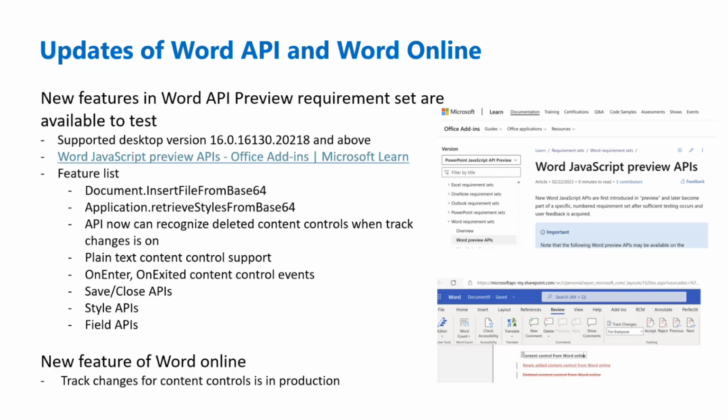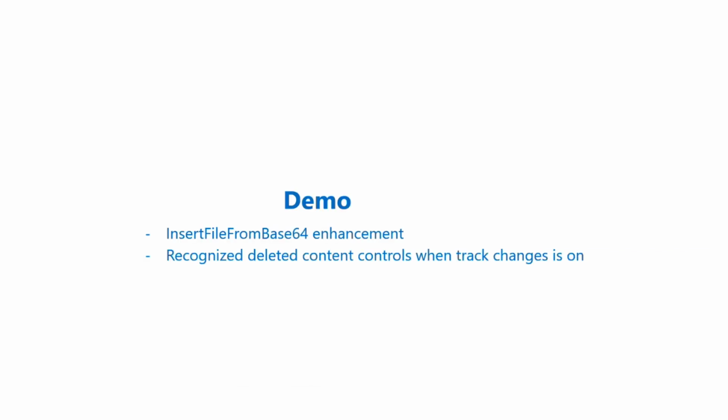We also have some updates for Word Online, and we have track changes support for content controls in production. This is also great news for many of our partners. Now you can have this capability in Word Online, and you can try it out today because it's in production. Okay, now I can share a demo for two APIs. One is insert file from base 64, and the other is how to recognize different content controls when track changes is on.